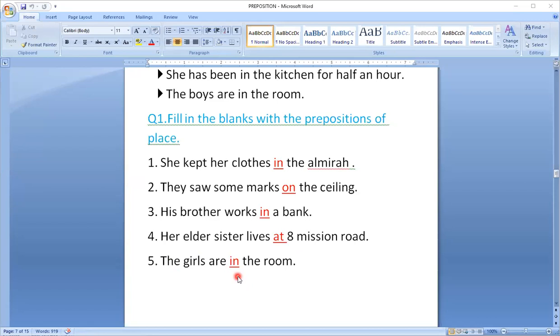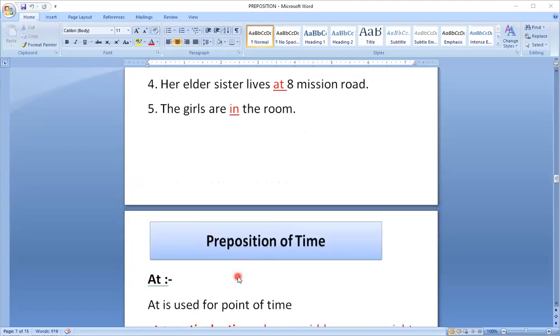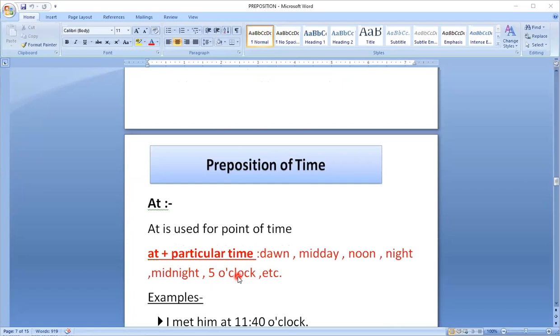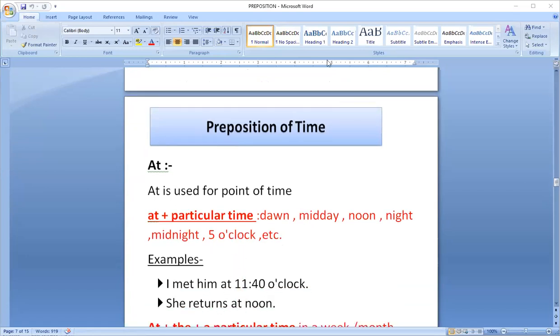Okay students, I hope you have understood the first category of preposition as the preposition of place. So here we understand at preposition, in preposition or on preposition. Okay, so now we'll move on to the preposition of time. Okay students, where we use it as a preposition of time, so let's understand.